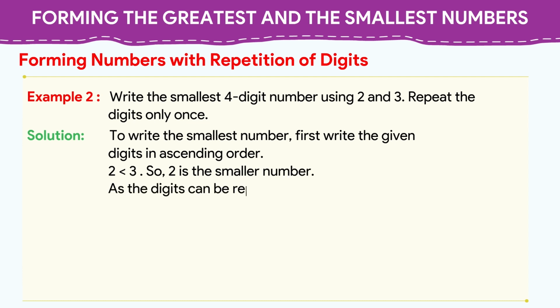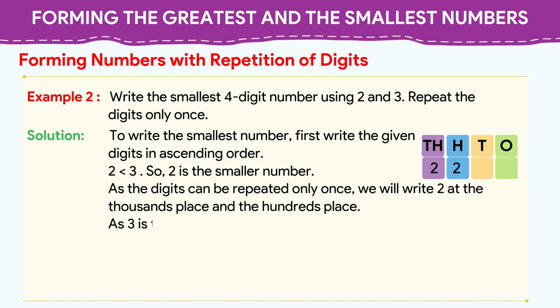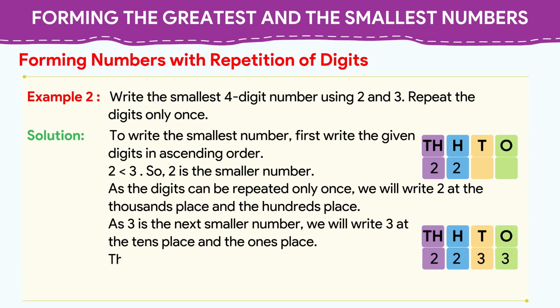As the digits can be repeated only once, we will write 2 at the thousands place and the hundreds place. As 3 is the next smaller number, we will write 3 at the tens place and the ones place. The smallest number that we get is 2233.